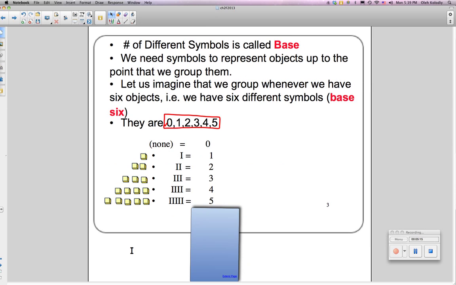Now, if we add one more object here, how are we going to write that object? Don't forget, there is no other symbol for 6 objects. So stop the video and think about how you would write the next number.